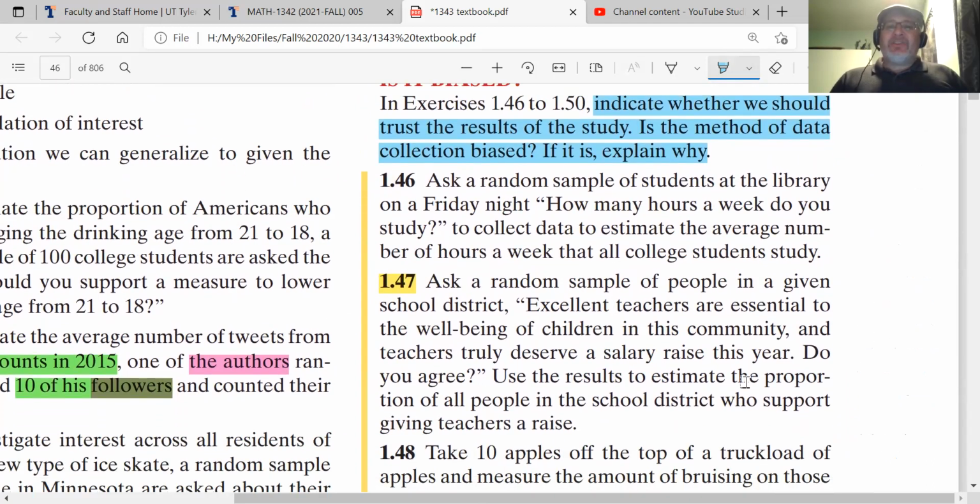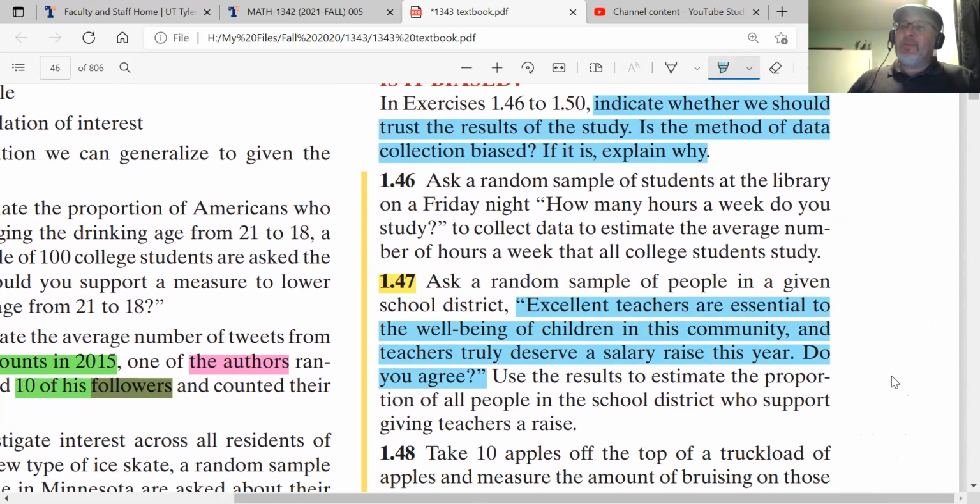Number 47, ask a random sample of people in a given school district, and here's the question we're asking. Excellent teachers are essential to the well-being of children in this community, and teachers truly deserve a salary raise. Do you agree? Use the results to estimate the proportion of all people in the school district who support giving teachers a raise. Do you think the results of this survey would accurately reflect the opinions of the population? Think about the question.